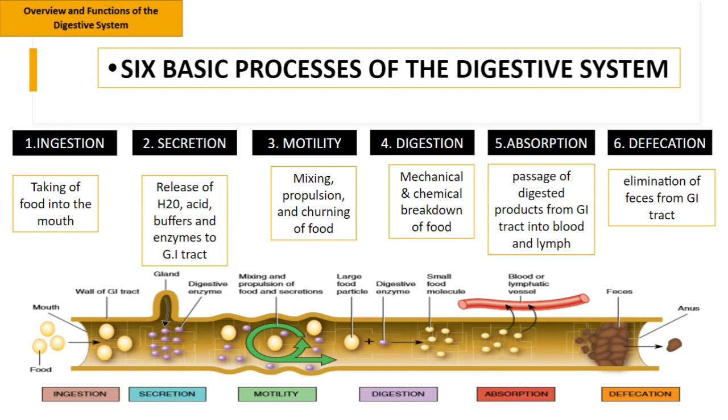The fifth process again is the absorption itself, the absorption of the vitamins, minerals, etc. or the different molecules that is found in food now to our blood system so that it may be able to be utilized inside our body. And then the last process is of course the defecation process, which is the elimination of feces or stool from the gastrointestinal tract to outside our body.